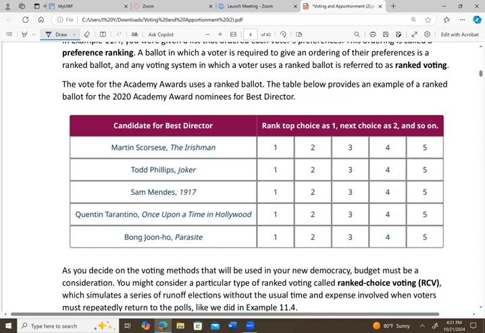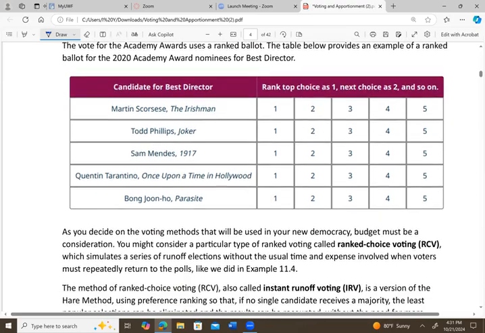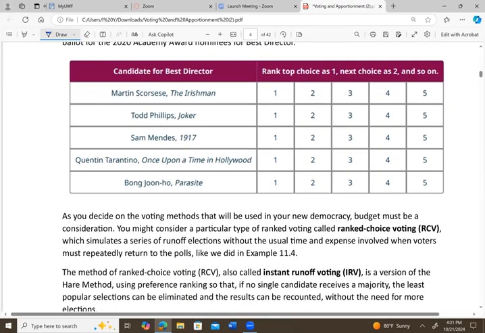As you decide on voting methods that will be used in your new democracy, budget must be a consideration. You might consider a particular type of ranked voting called ranked choice voting, which simulates a series of runoff elections without the usual time and expense involved when voters must repeatedly return to the polls.